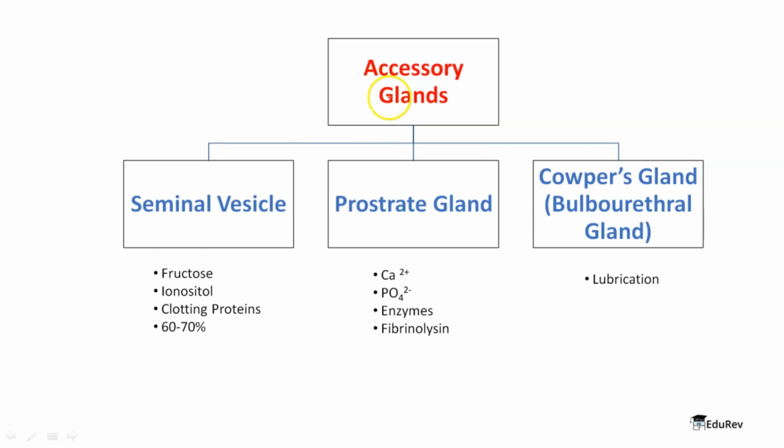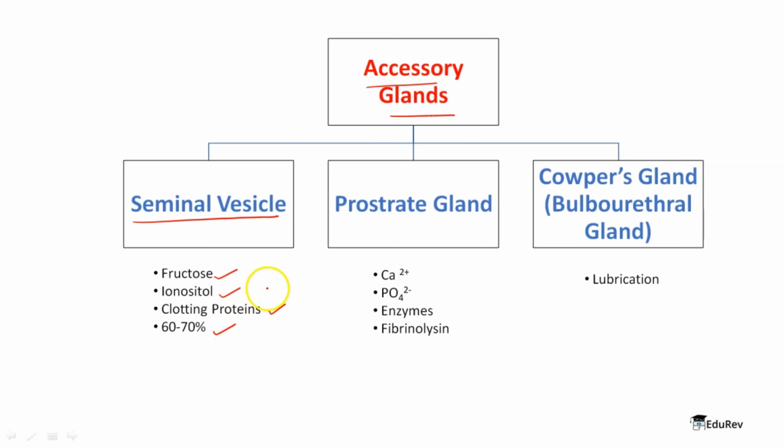Now let us talk about the secretions of these accessory glands. Let's start with the seminal vesicle first. The secretions of the seminal vesicles contain very important sugars. It contains fructose, inositol, clotting proteins, and also it contributes 60 to 70% of the secretions in seminal plasma.